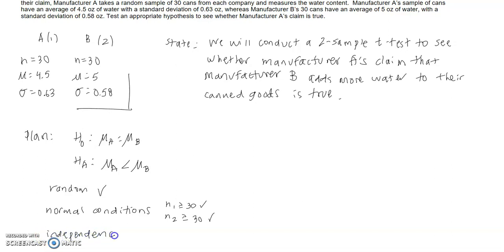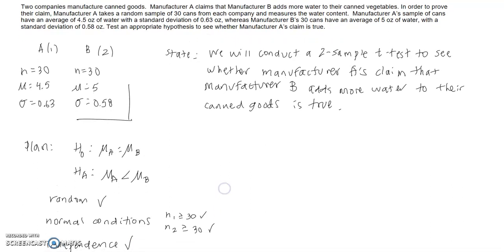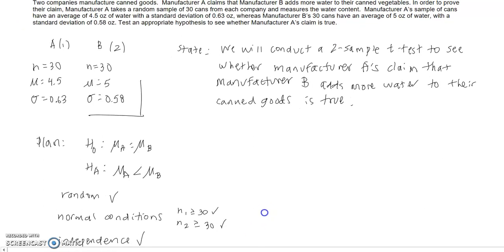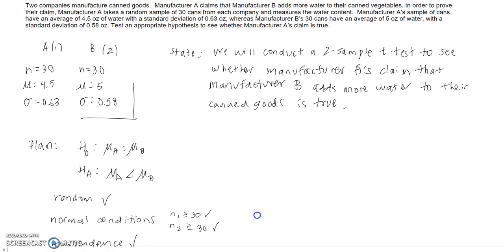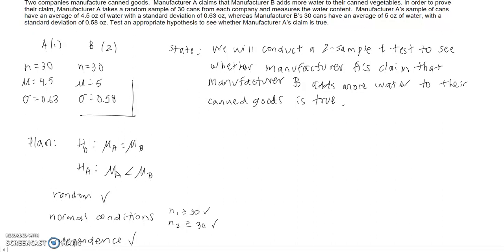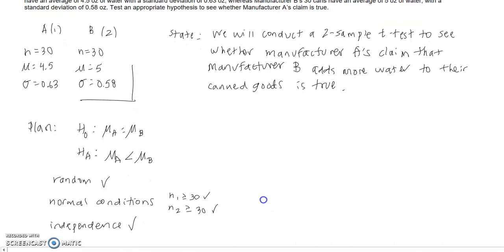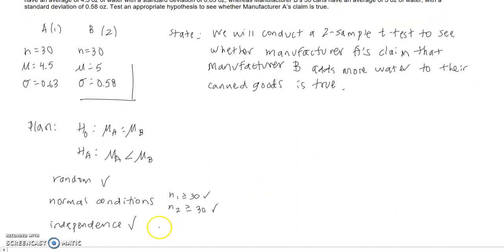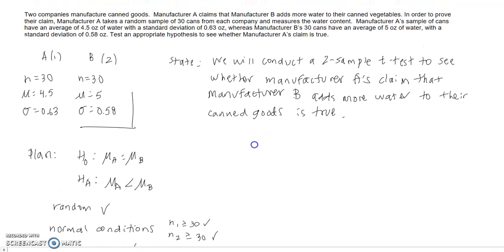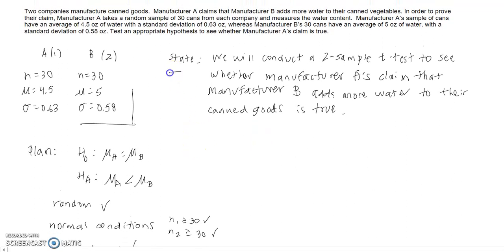Yes, they are independent because they are two separate manufacturers. And also within each manufacturer, each of the cans is independent in this random sample. That's the 10% condition. There are obviously more than 300 cans that are manufactured here. So now we are going to actually do our testing.